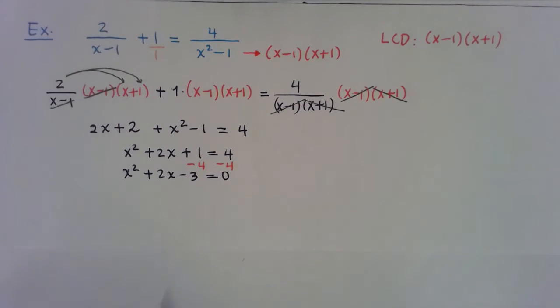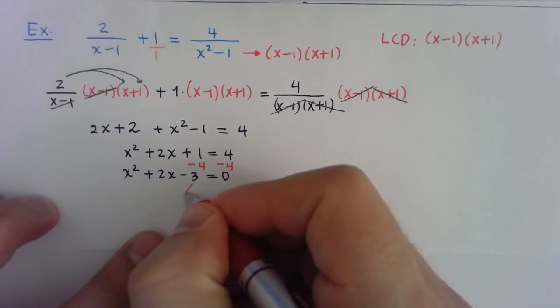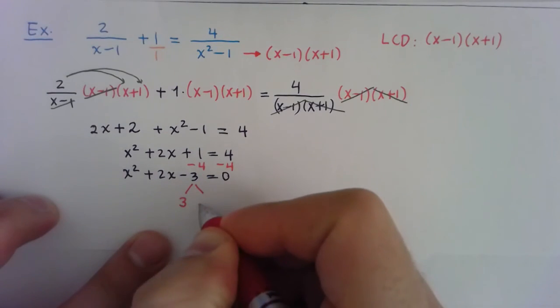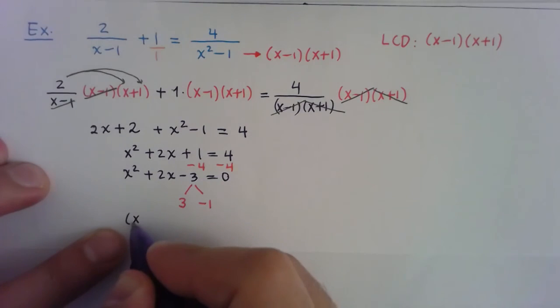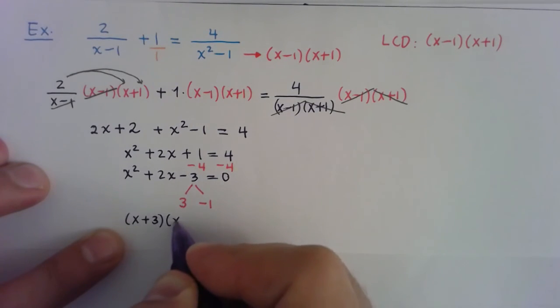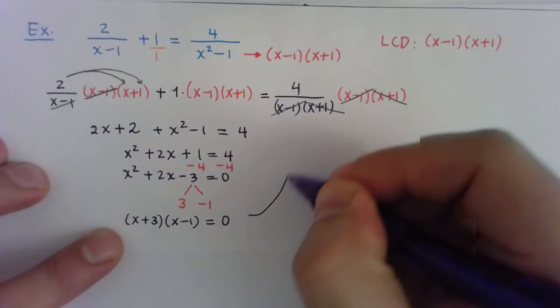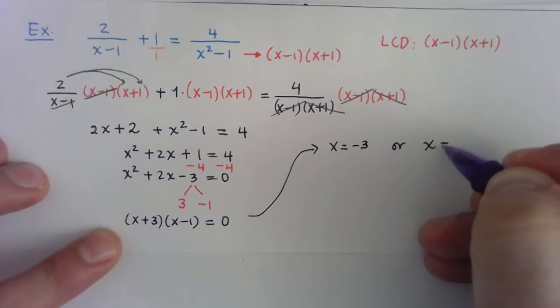Folks, if you come up with any quadratic equation, you can use the quadratic formula if you get stuck. But for this one, you can factor, since you have a monic quadratic equation. You can find two factors of negative 3 whose sum is 2, which are 3 and negative 1. So if you factor that, you get x plus 3 times x minus 1 equals 0. You see you got two solutions from here: x equals negative 3, or x equals 1.